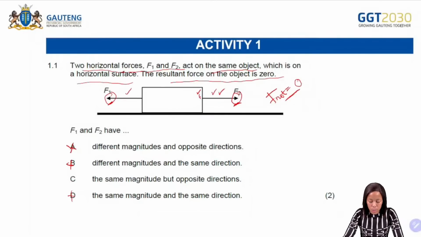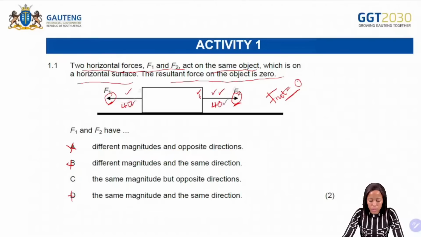So what is it that we know? We know that these two forces have the same magnitude. If they have the same magnitude, we are saying that they have the same force. For example, if the force of this one is 40, it also means that the force of this one is 40. But the force of F2 is 40 to the right, and the force of F1 is 40 to the left. So we are saying option C because they have the same magnitude.